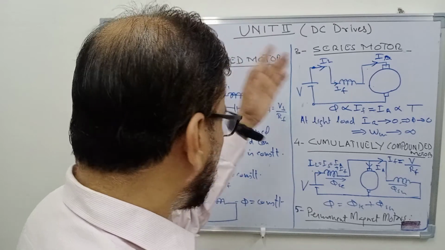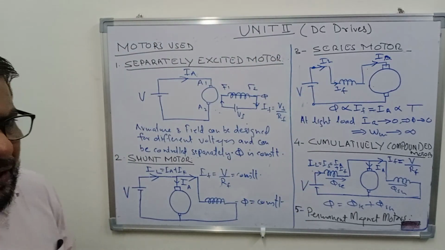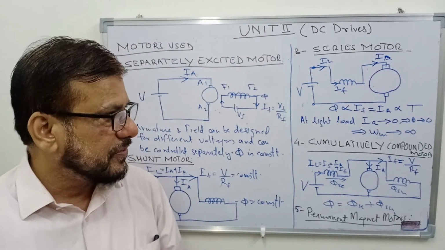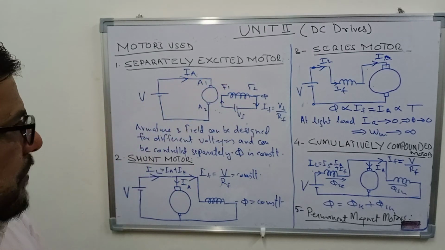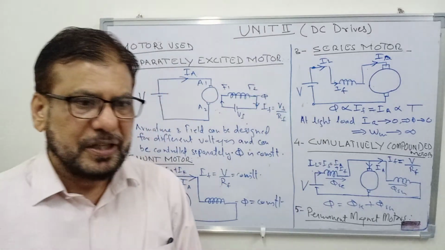So these are the 5 motors that can be used in DC drives. So now I will discuss the characteristics of the various motors, that is shunt motor, series motor and separately excited DC motors.